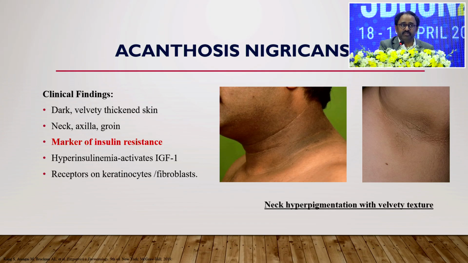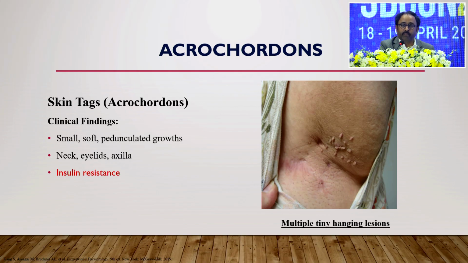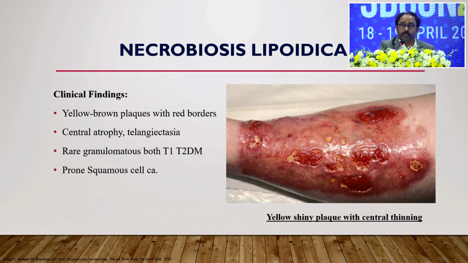It is due to hyperinsulinemia, where insulin activates insulin growth factor 1, thereby contributing to dysregulation of the keratinocytes and also the fibroblasts. In diabetes with obesity, most patients we can see have skin tags, which is also one of the common findings in our clinical practice. Whenever you find a skin tag, maybe around the neck or in the axilla, you think about insulin resistance. Necrobiosis lipoidica is one of the dreadful things because these are more prone to squamous cell carcinoma.